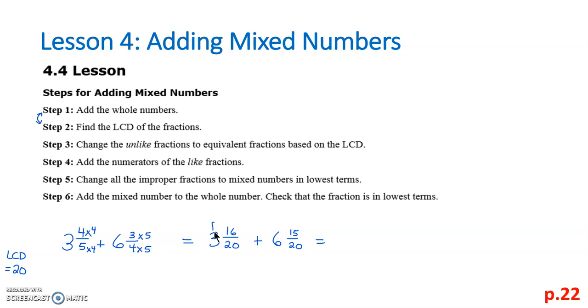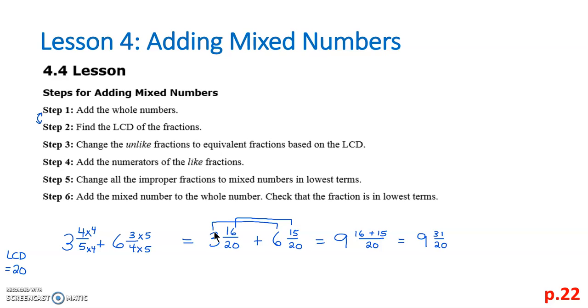So I'm going to add 3 plus 6, the whole numbers, which is 9. And then I'm going to add my numerators. So I'm going to take 16 plus 15 over 20. So that's going to be 9 and 31 over 20. But we have a problem here, because what we have is whole number 9, and then an improper fraction as the second part of our mixed number, and that's not allowed.